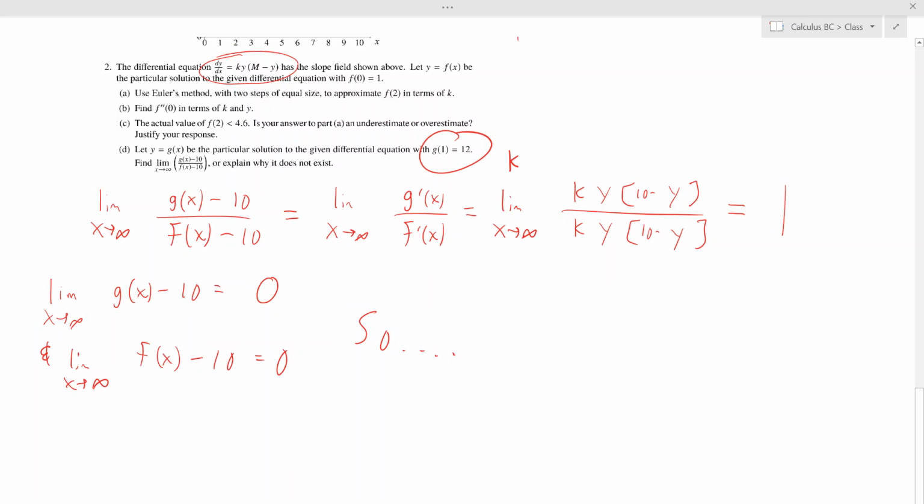But that's the basic gist of it. Okay, I'm a little unsure about this. I need to check it out. But we'll just say it's 1 for right now. I mean, it makes sense that it should be 1 because they're just the derivatives and they're both going to approach the same thing. But I don't know. Let me think about it.